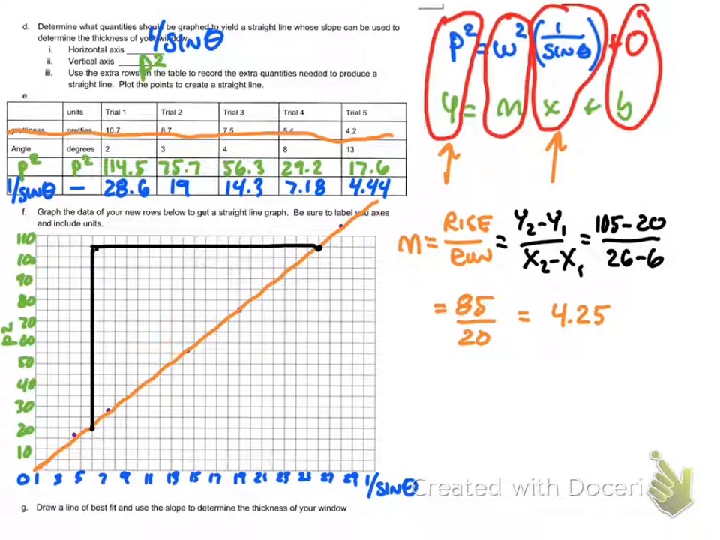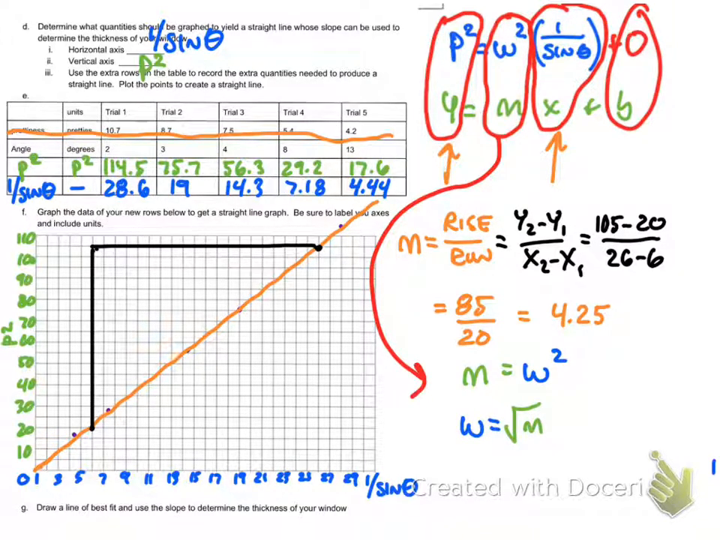But we're looking for what w is. We want to know the window thickness, w. And we remember before that we said that the slope is the window thickness squared, or the window thickness is going to be the square root of m, which is the square root of that 4.25, which is about 2.06.